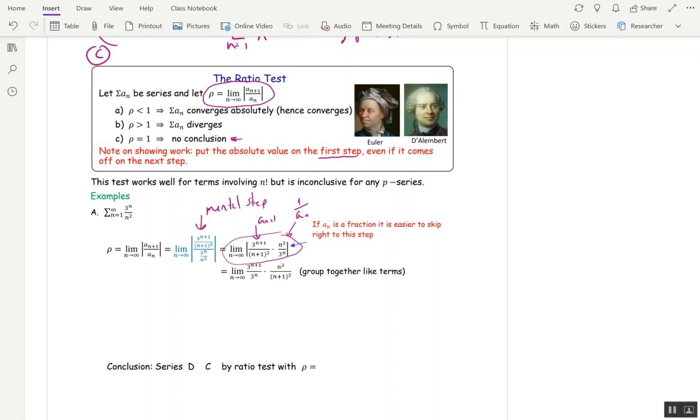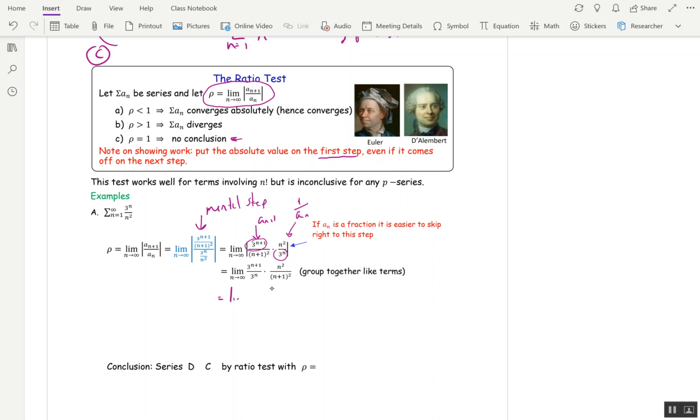All right, then, let me erase all this. I'm going to get rid of the absolute value. Everything's positive, so I don't need it. And then I'm going to group like terms. I've got 3 to the n plus 1 and 3 to the n, so I put the 3 to the n plus 1 over 3 to the n, so I can simplify easily. And I've got n squared over n plus 1 squared.